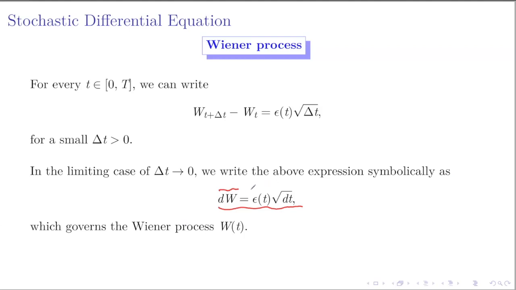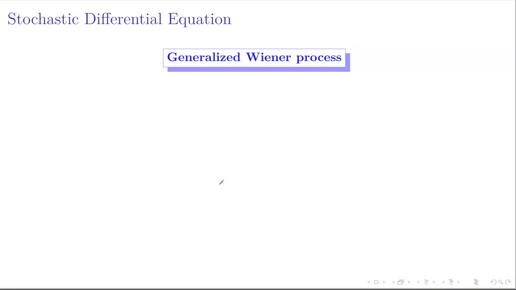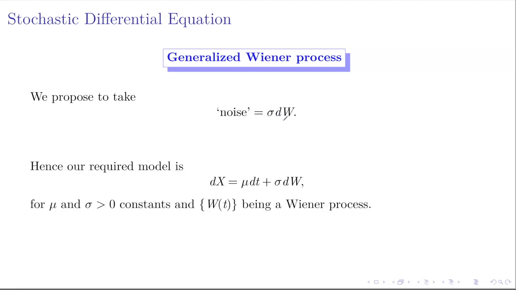Now we propose to put the noise term in our stochastic model as epsilon t into root dt, which can also be represented by this symbol dW, and that term is to be the generalized Wiener process, where we want to put the noise term as some constant times dW. Remember, we already had mu into dt, which is coming from the deterministic model. And now we have introduced this term, which is coming due to the randomness in the process, which we first started as a Gaussian white noise, and then we have replaced it as a derivative of the Brownian motion.